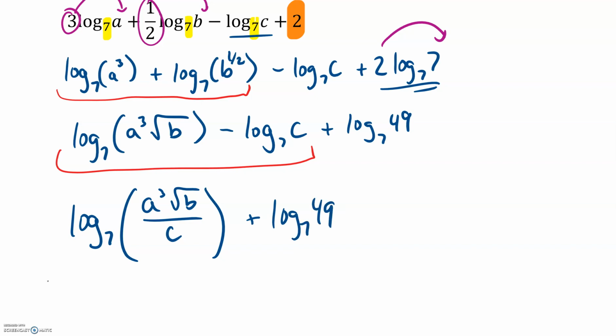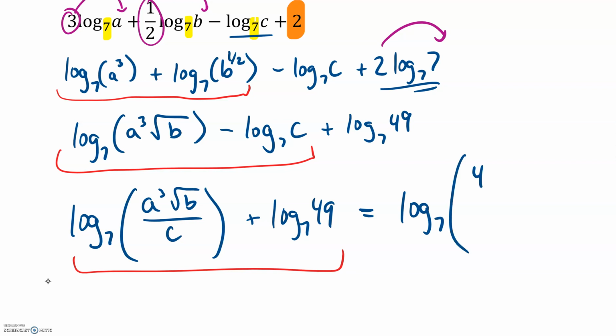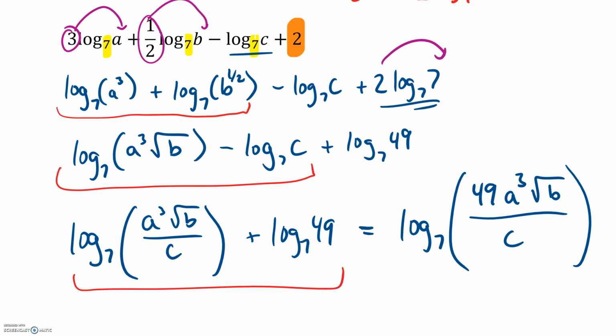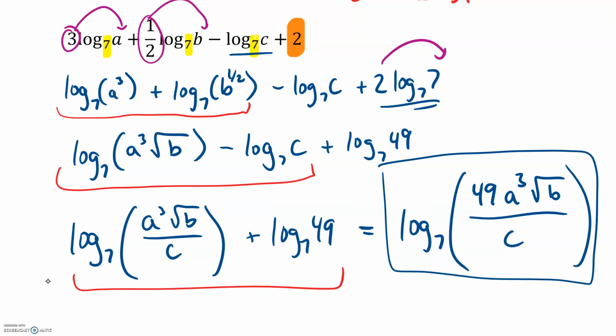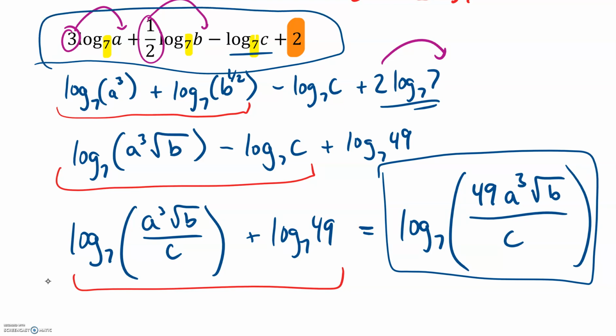And we can combine these now using the product rule. And so we get log base 7, a single logarithm. The product rule is going to put the 49 up in the numerator. 49 times a cubed times the square root of b, or b to the 1/2, over c. And there we have it. We've combined that complicated pile of terms, the sum and difference of all these logarithms, into a single logarithm.